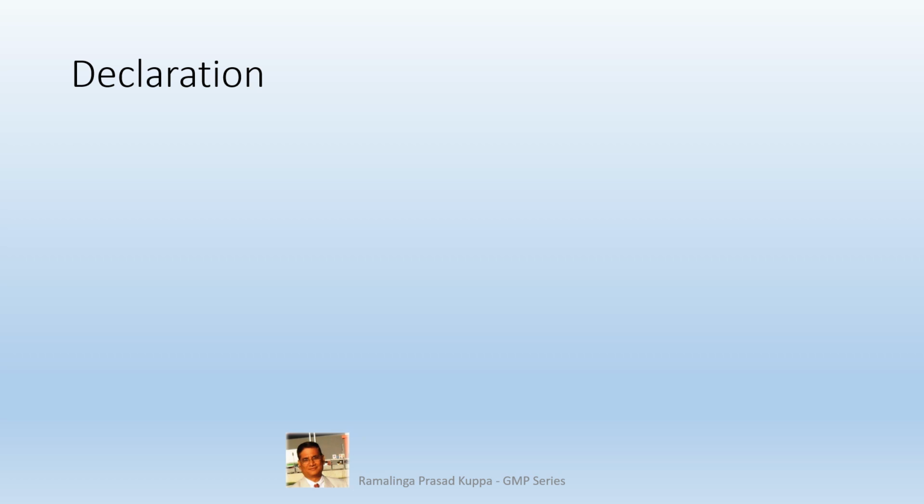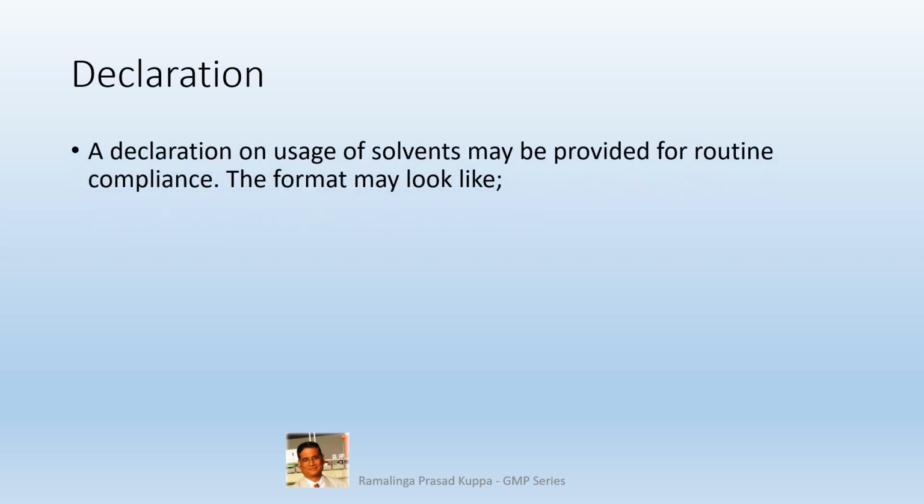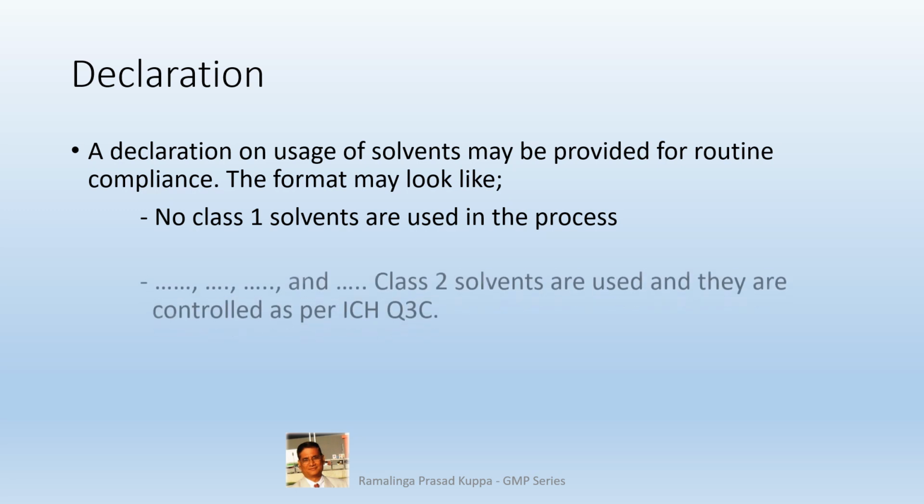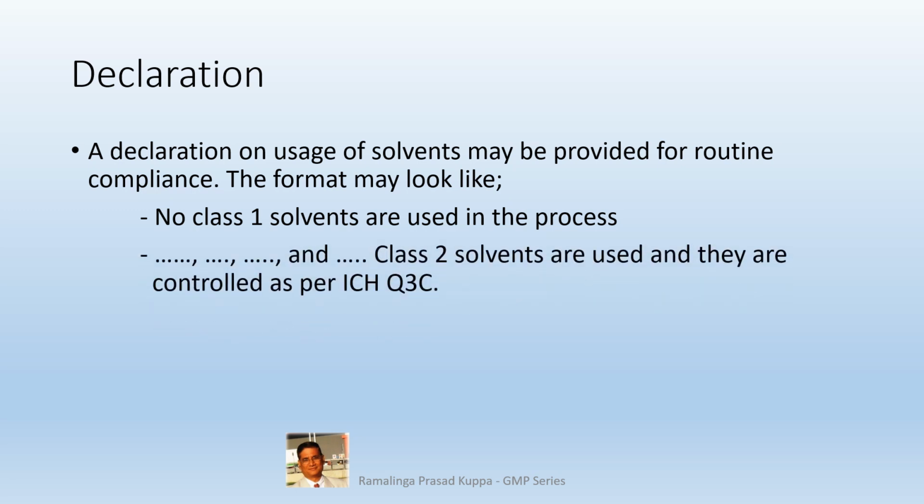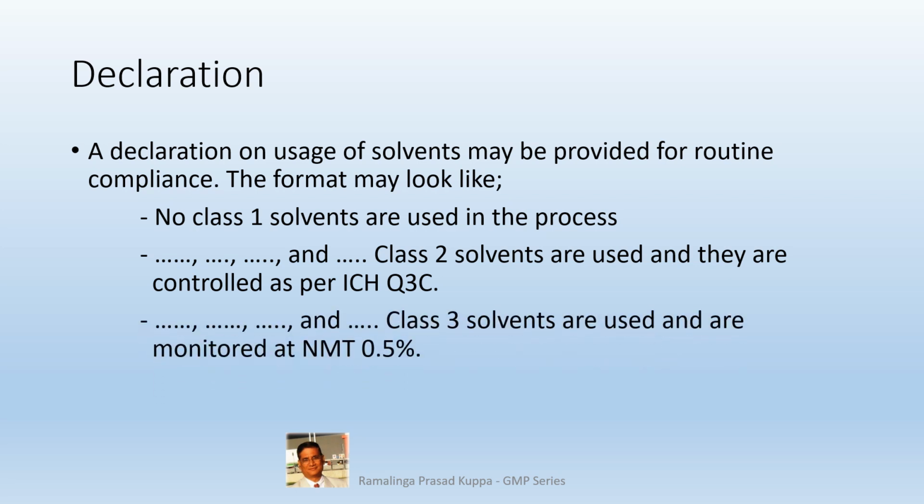A certificate of declaration for the presence of residual solvents may be provided as in this slide. A declaration on usage of solvents may be provided for routine compliance. The format may look like: no class 1 solvents are used in the process. So and so, so and so, and so and so class 2 solvents are used and they are controlled as per ICH Q3C. Similarly, so and so, so and so, and so and so class 3 solvents are used and are monitored at not more than 0.5%. This is another important point to note.